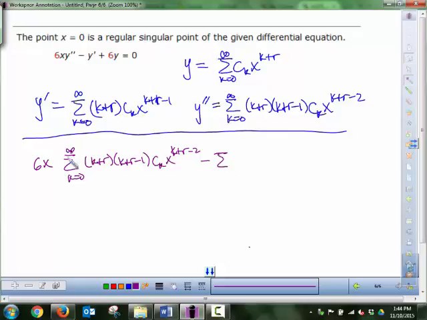But I think it's more symbol heavy. So the second one is the y prime with a negative sign. So the y prime, k goes from 0 to infinity, k plus r, c sub k, x to the k plus r minus 1. And then the last one is multiplied by 6, c sub k, x to the k plus r.